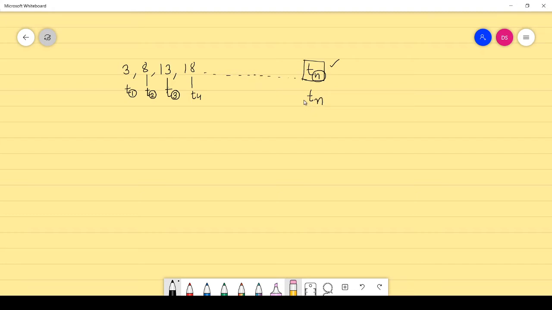That means we want to find the value of the nth term of an AP. There should be a certain formula which can define the nth term of an AP. Now let's find out the possibilities to get the formula of the nth term of an AP.